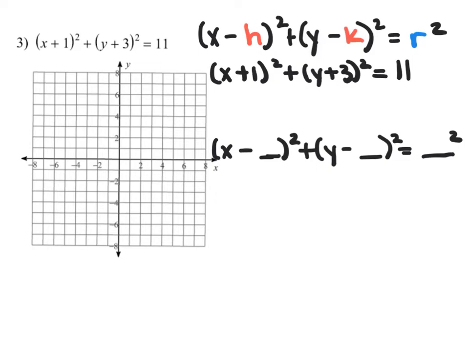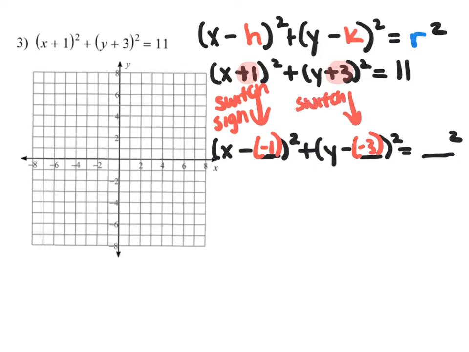First, I notice that I have a +1. In order to transfer this number, this would have to be minus 1, so we switch the sign. The next number with the y is +3, which in order to make it minus, it'll be minus -3. So we switch the sign. And then lastly, we have r squared should equal this 11.